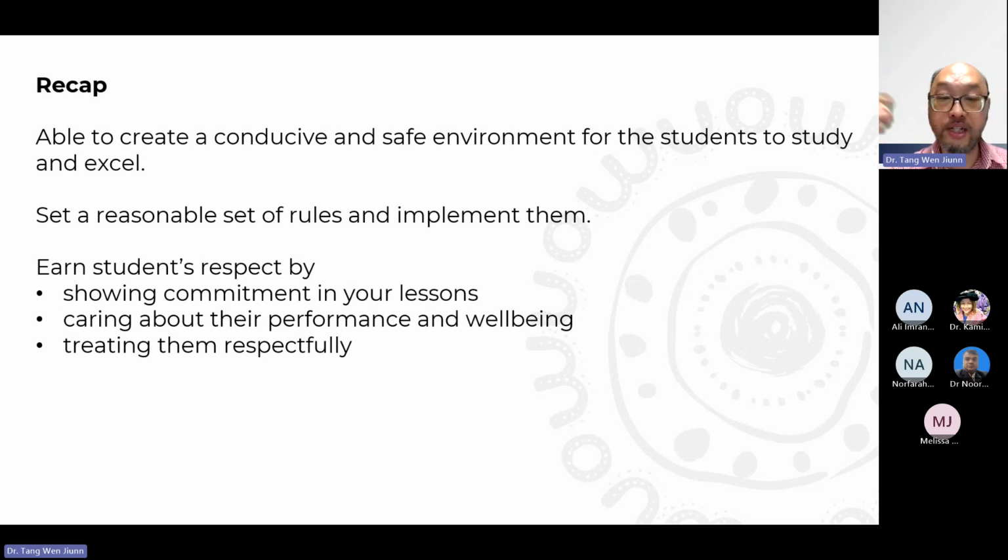All right, so treat them respectfully, and if you need to talk about certain sensitive things to them, make sure you pull them out or arrange other times to talk to them. Okay, don't embarrass people in front of the class. Okay, so those are the 3 bring-back messages.